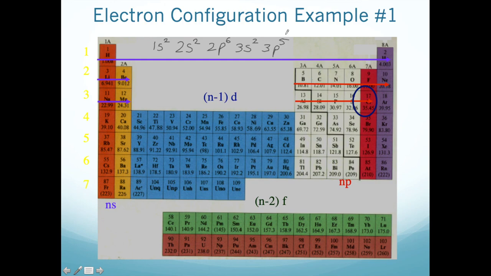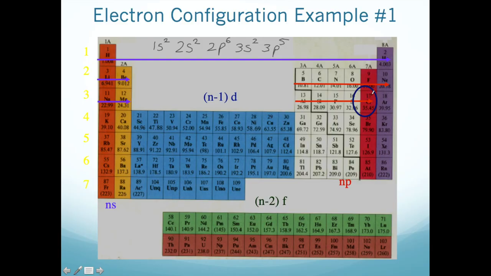Now, if you want to check your work, there are 2 things you can do to check that we've got the right answer. Your superscripts should add up to your total number of electrons. So 2 plus 2 plus 6 plus 2 plus 5 adds up to 17 electrons, which makes sense. We want 17 electrons for chlorine.